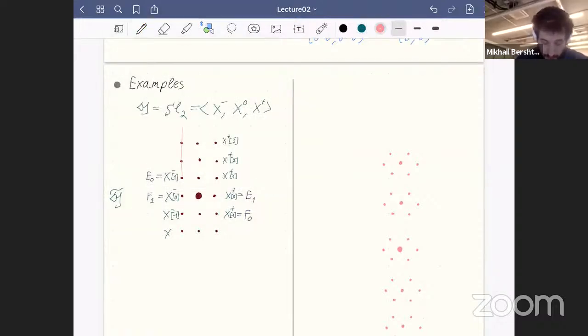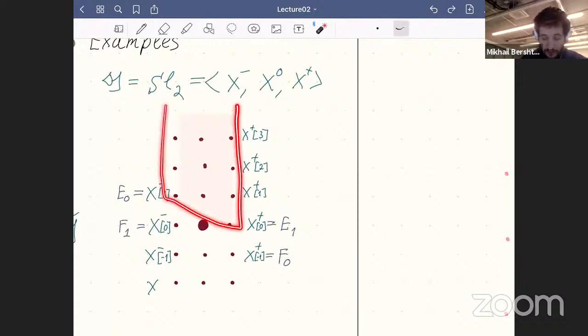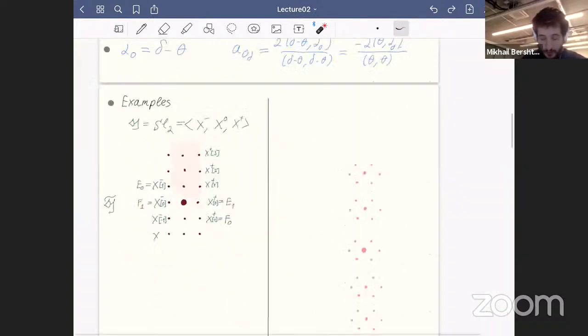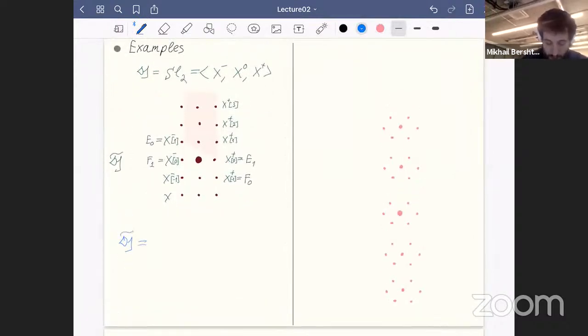So we have this decomposition of the algebra. We have a decomposition into two subalgebras: the upper half, the lower half, and the Cartan part. G tilde is N minus tilde plus, no, B minus.